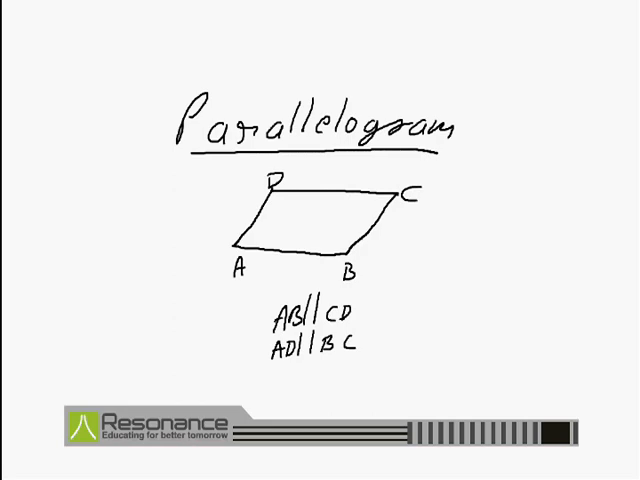There are many properties of a parallelogram. The opposite sides are equal in length. Let's say the length of AB is small a, so the length of CD is also small a. Let the length of BC be small b, and the opposite side is also of length b. So we can say that the perimeter of a parallelogram is 2(a + b).